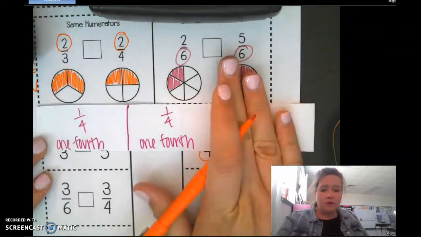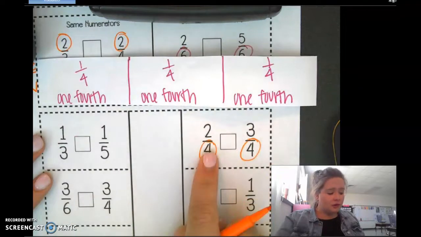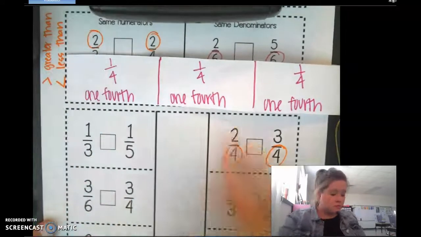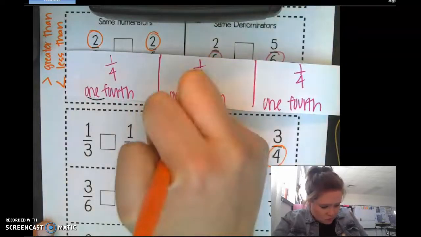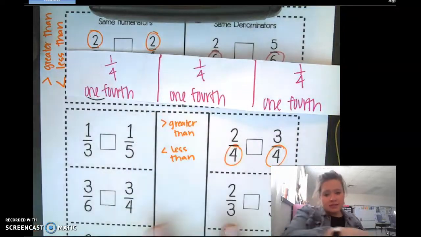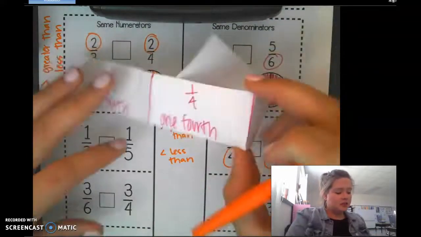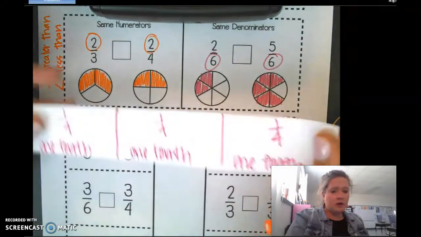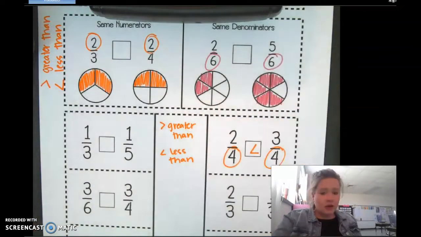Now, this is 2/4. This is 3/4. 2/4 is what to 3/4? There's the symbols to help you. 2/4 is what to 3/4? This is 2/4. And this is 3/4. Great job. 2/4 is going to be less than 3/4.